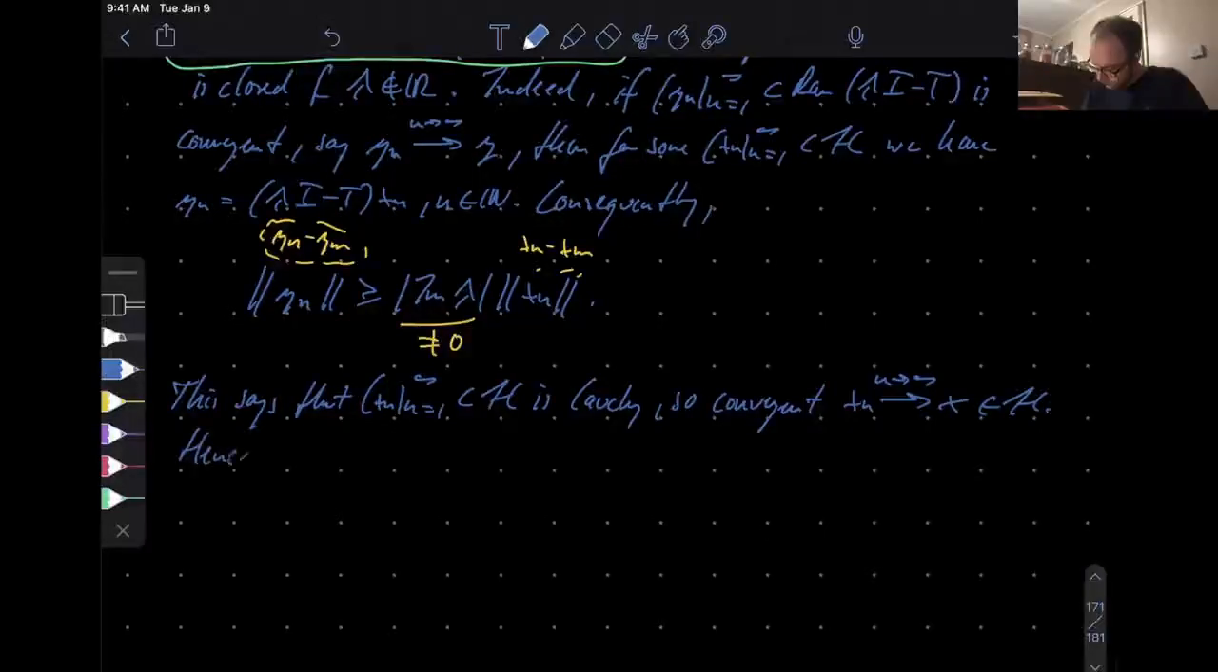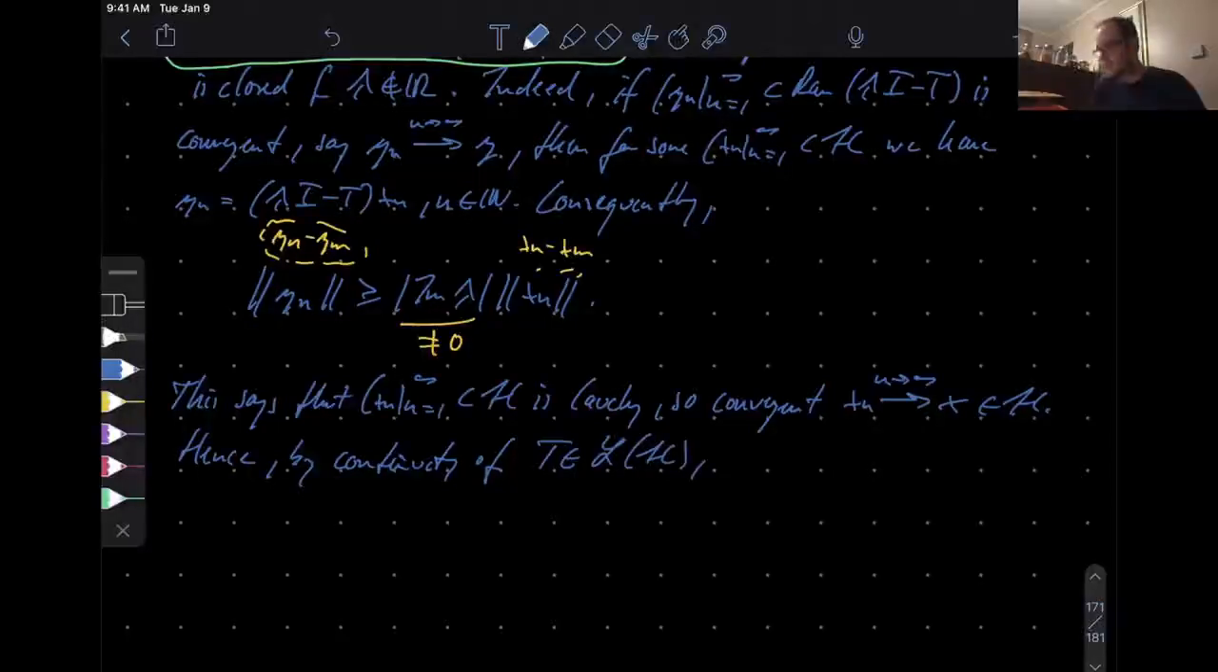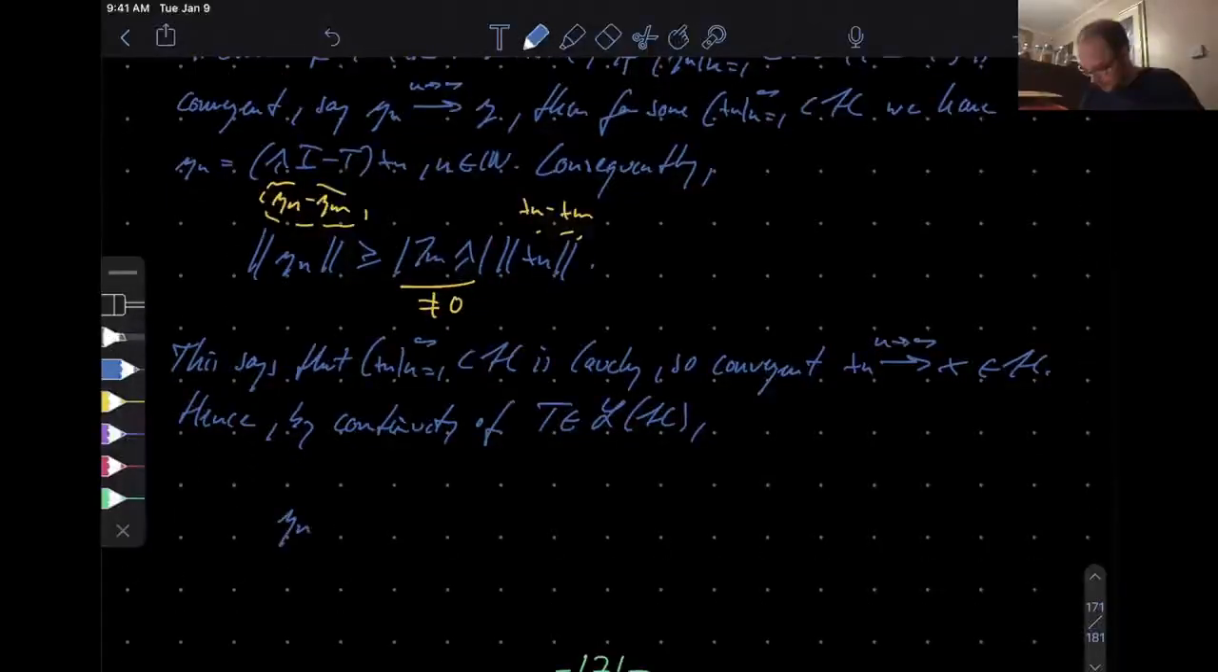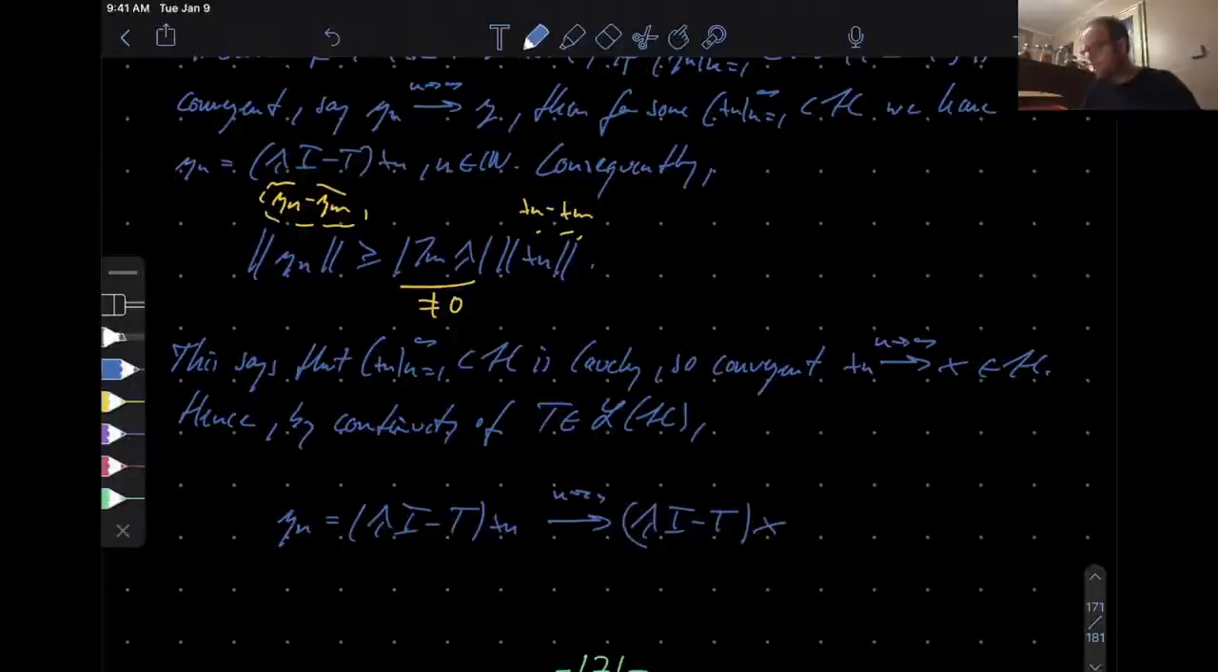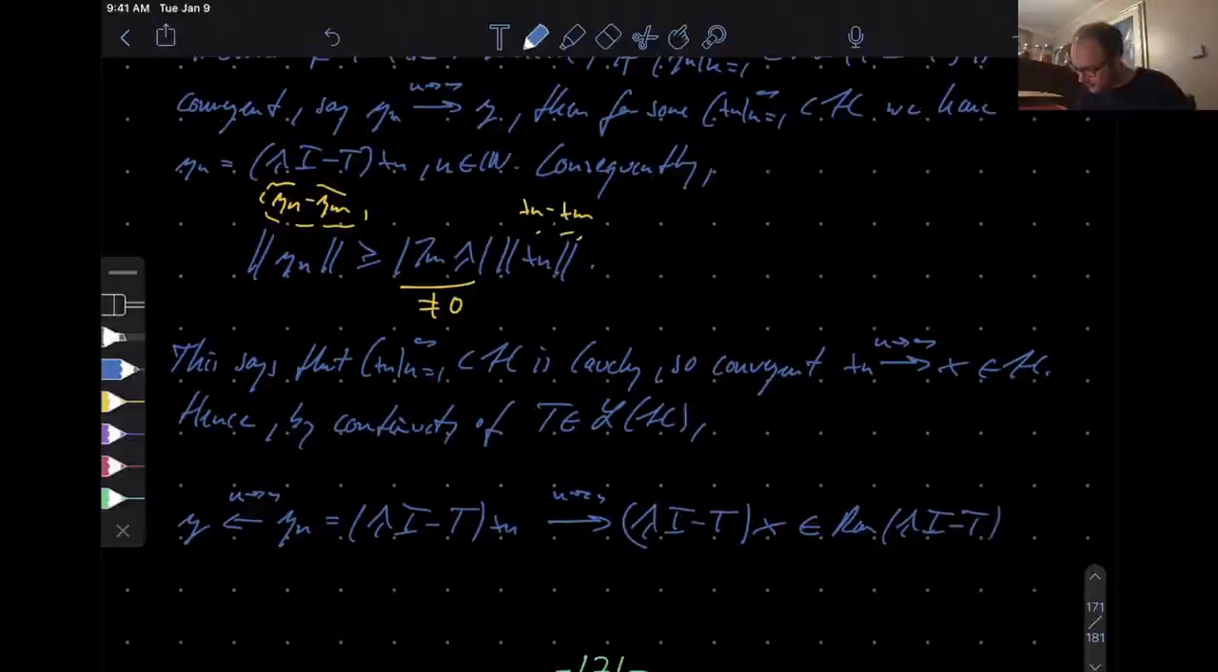Hence, let's now complete it. Hence, by continuity of T, after all it is a bounded linear operator, in particular continuous. This was like the first result in this module. y_n equals (λI − T)x_n; well, x_n goes to x, so this guy will go to (λI − T)x. And remember, y_n went to y on the left, so then I have here y equal to (λI − T)x, and that is in the range of λI − T. So indeed, the range is closed, right?